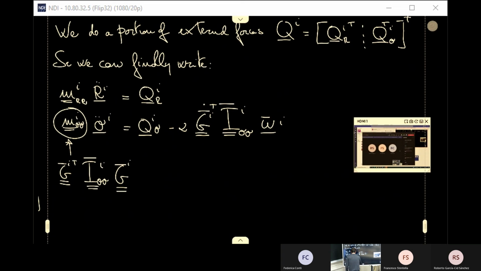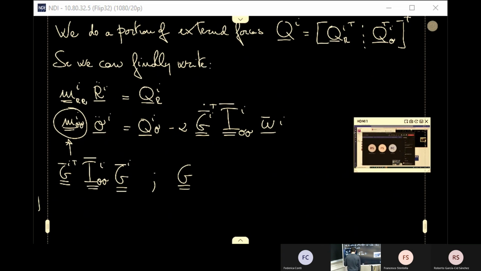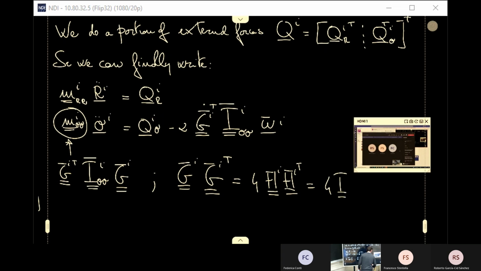Then we know that, so this one is the first. Then we know that G_i applied over G_i transposed. If you remember, by the definition of G, this is 4 times, because G is 2 times H, if you remember. So this is 4 times H_i over H-bar_i transposed. And this is 4 times the identity matrix.